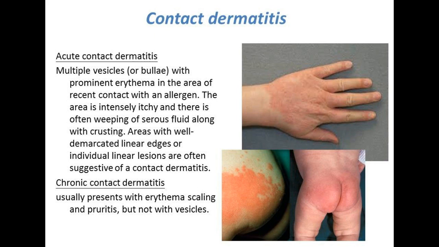So what makes you think that it could be contact dermatitis? Usually the edge is very pronounced, okay? So it's well marked, and then you can start investigating the different causes of the contact dermatitis. Now, chronic contact dermatitis usually comes with erythema, scaling, and itching, but not particularly with vesicles.